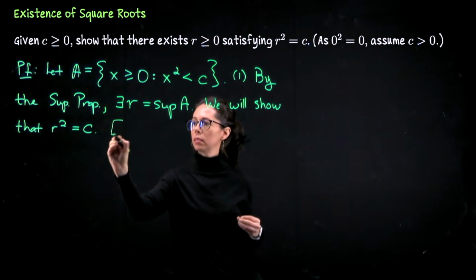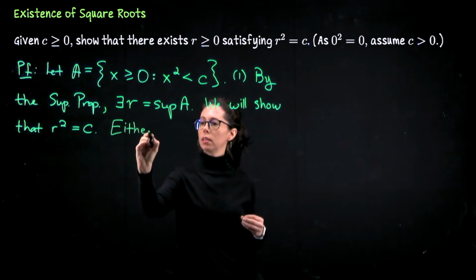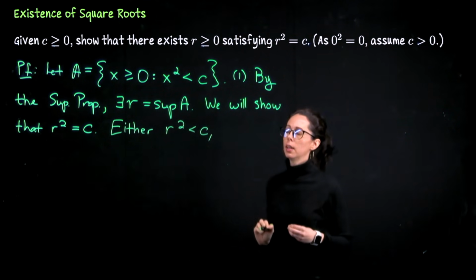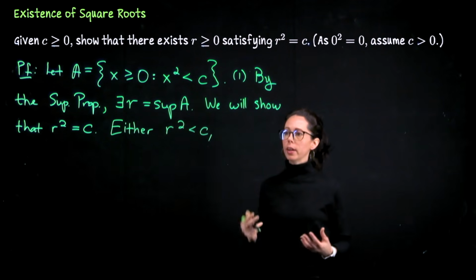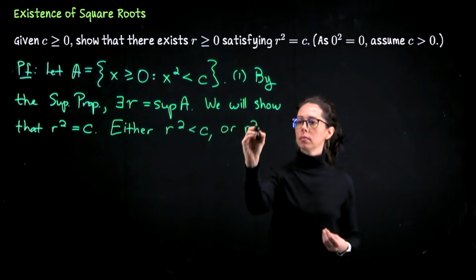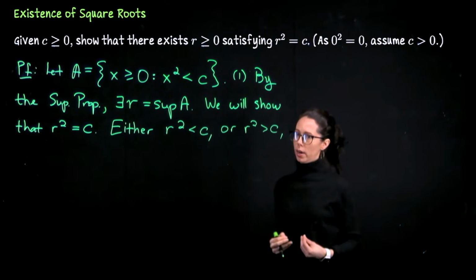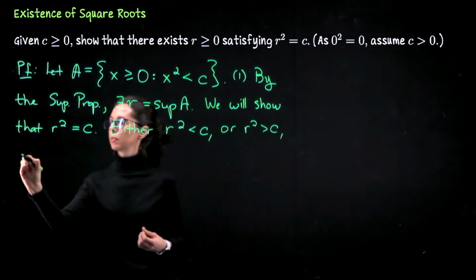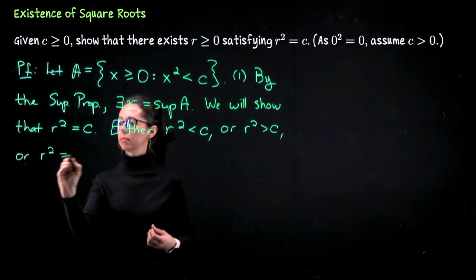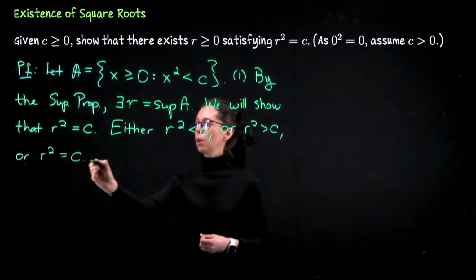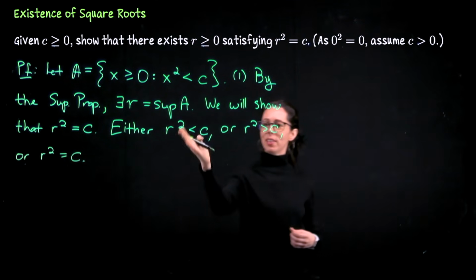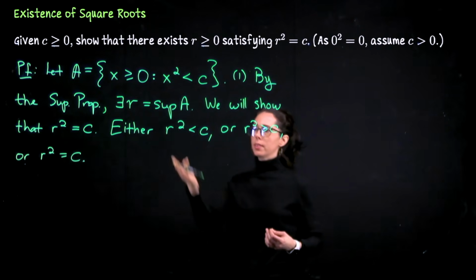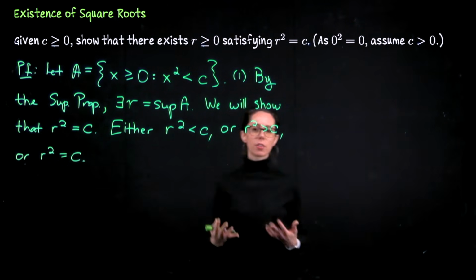Either case one, r squared is less than C, or r squared is greater than C, or if it's neither of those, r squared equals C. What we are about to do is show this can't happen and this can't happen. That allows us to conclude that the set supremum that we just wrote down is in fact the square root of C.